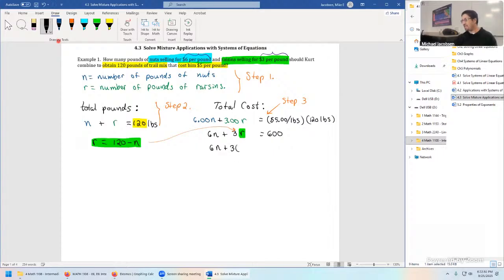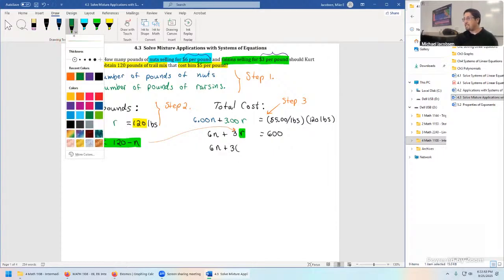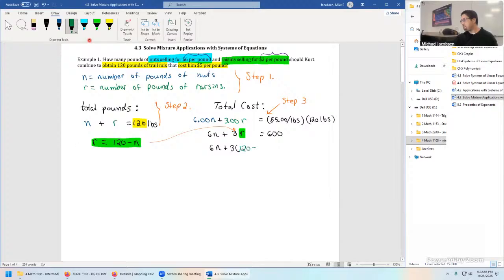I got the parenthesis, but forgot the 3. 3 times (120 minus n) equals 600. Now, not too bad algebra. We'll distribute that 3 in. 6n plus 3 times 120 is 360 minus 3n equals 600. We can combine our like terms and have 3n plus 360 is 600. And now we're just about on our way.